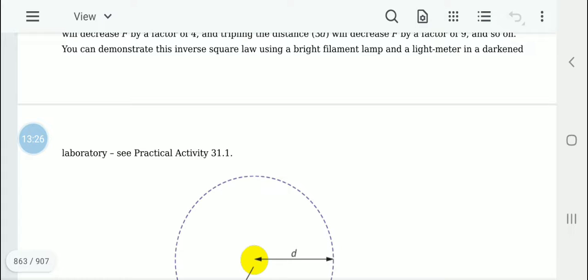Leave a line and write. This can be practically demonstrated. This inverse square law can be practically demonstrated using a bright filament lamp and a light meter in a darkened room, a darkened laboratory.